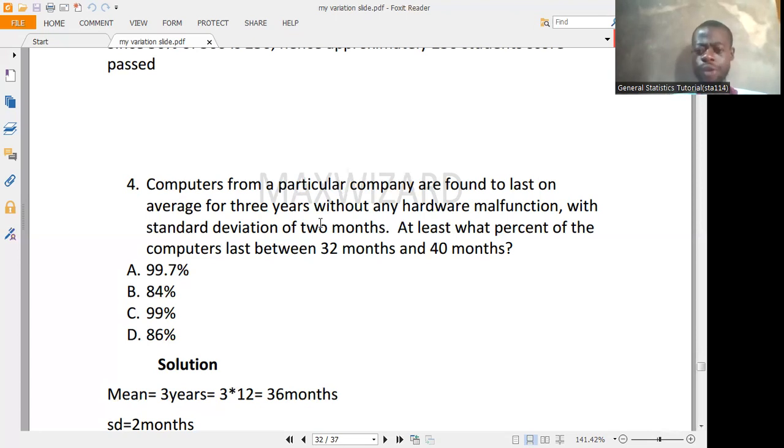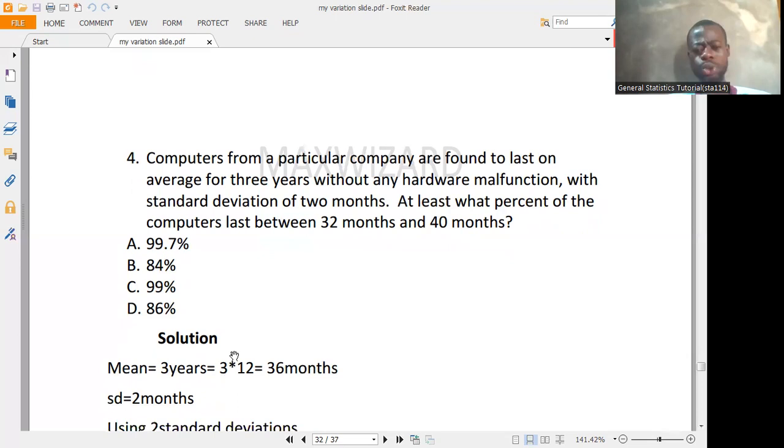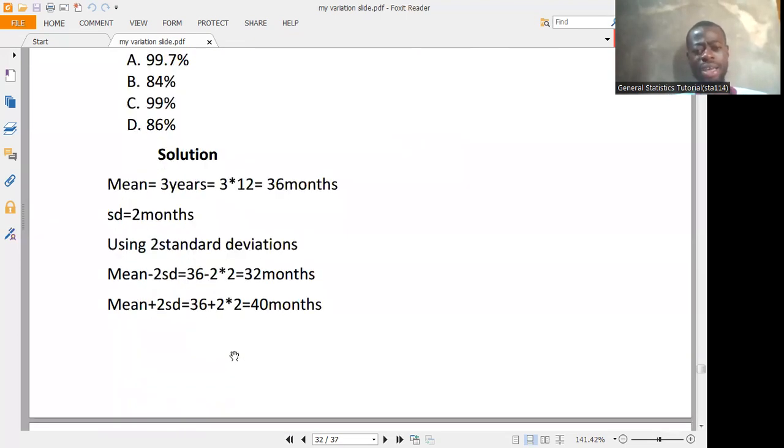Okay, check the 40 months that we have also. The mean is 36. This is what we are doing here. Let me show you the calculation so that it doesn't seem like magic. Mean is 3 years, and we get 36 months. Standard deviation is 2 months. So if you subtract 2 standard deviation from the mean, you are going to get 32. If you add 2 standard deviation, you are going to get 40. And that means 32 and 40 that were given here confirms that 2 standard deviation is needed.